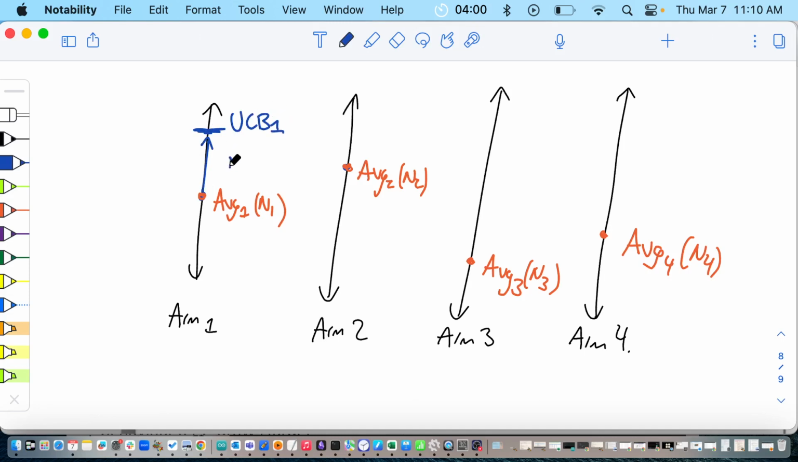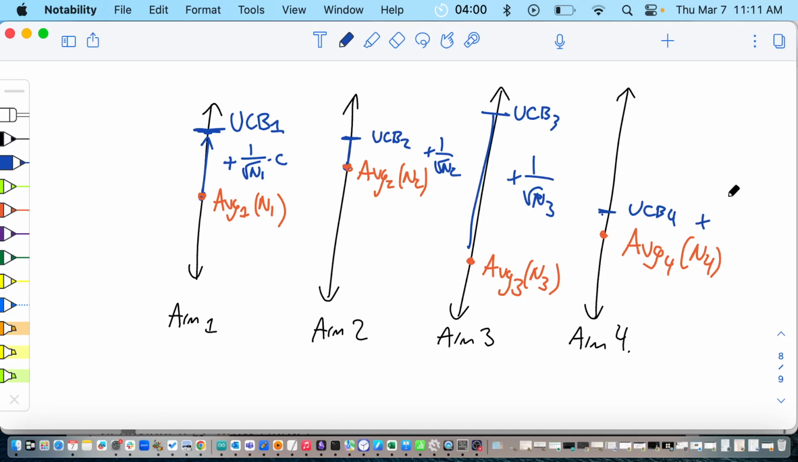And it's the average plus 1 over the square root of N1 times some constant. So each of them is going to get a little bit of a boost. UCB2, you get plus 1 over square root of N2. UCB3, maybe, let's pretend this one has a huge boost. UCB3, 1 over square root of N3. And this one has a small boost.